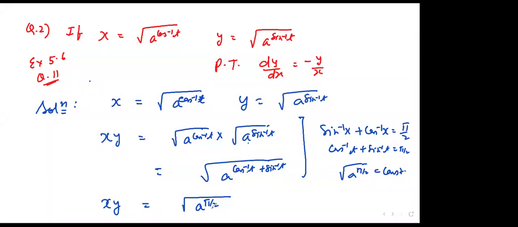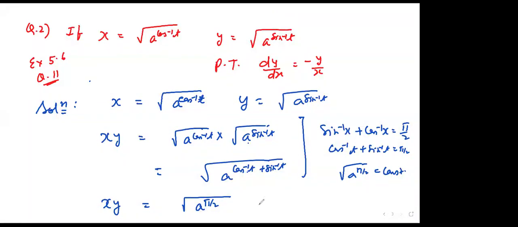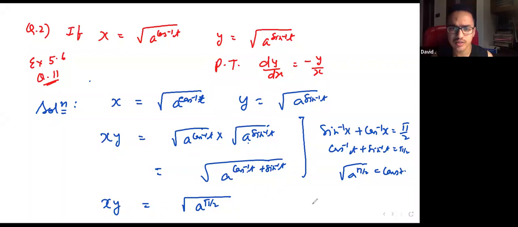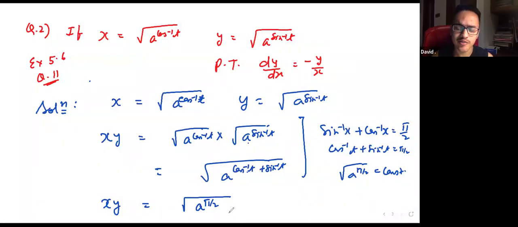And what is the differentiation of a constant? Derivative of a constant, any constant. Suppose derivative of 12, what is the derivative of 12? Zero. This is also a constant, so this is also zero.